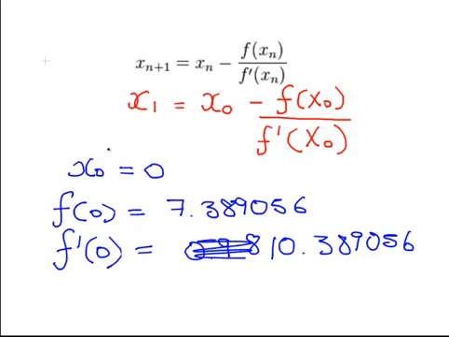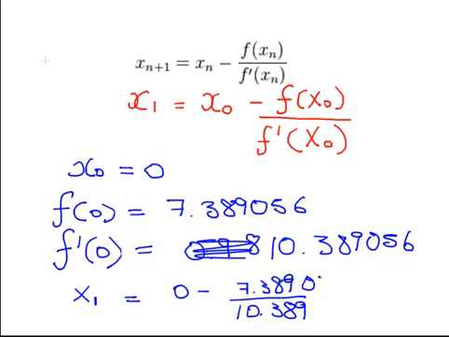Now this is not a very useful way to continue, it's just me setting it up. If we use those values to calculate x1, that's simply 0 minus 7.389 divided by 10.389. Actually, I'll use all the decimal places I was using. We get an answer of minus 0.711. What I've just done is just to get the ball rolling, but we have to use a more systematic approach now.